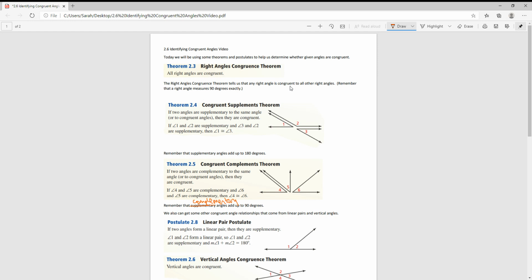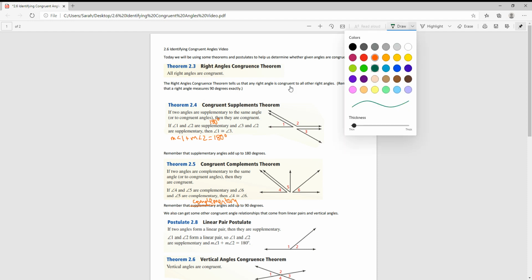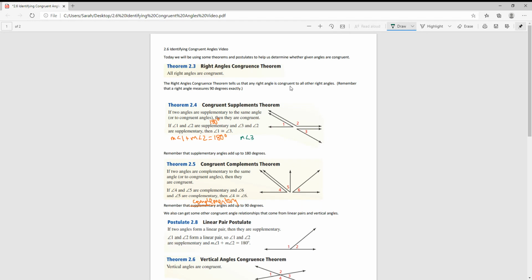I'm going to show you why in equation form this is true using this picture here and this sentence that's next to it. So they say measure angle 1 and angle 2 are supplementary. We know that supplementary means they add up to 180 degrees. So in equation form, we can say measure of angle 1 plus measure of angle 2 equals 180. But then they also say angle 3 and angle 2 are supplementary. So measure of angle 3 plus measure of angle 2 equals 180.